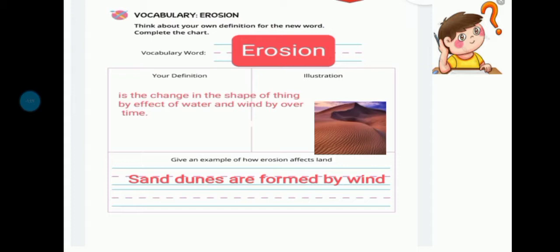It asks me to give an example of how erosion affects land. Sand dunes are formed by wind. This is an example of erosion.